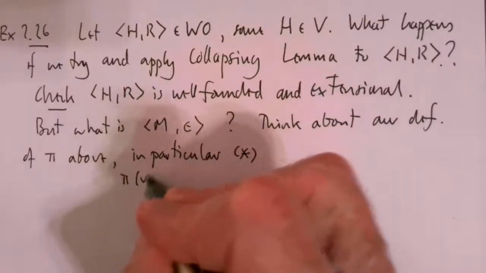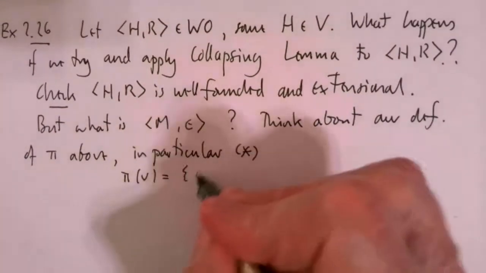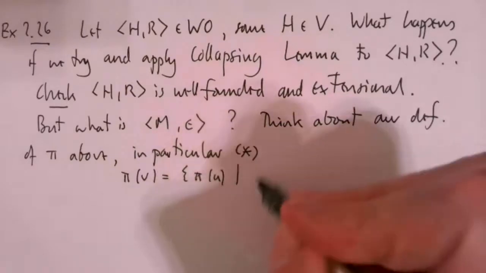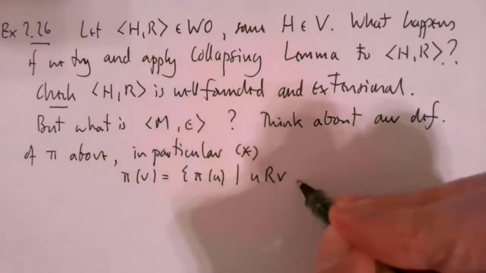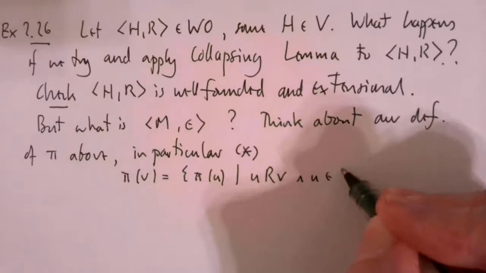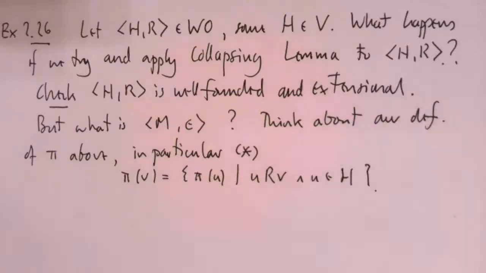Right, so just to write it out again, that was pi of v is the collection of pi of u's, where u is r below v, for u in H. So think about what happens at the beginning of that collapse, or the beginning of that well order.